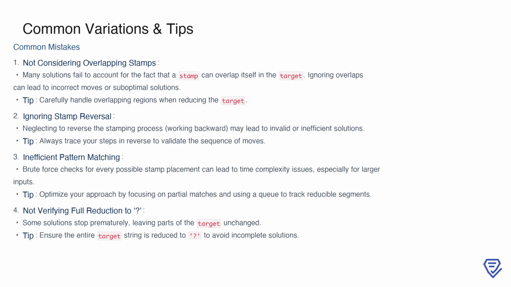First, not considering overlapping stamps can lead to problems. Since a stamp can overlap itself in the target string, failing to account for this can result in incorrect or suboptimal solutions. To address this, pay close attention to how overlapping regions are handled when reducing the target.